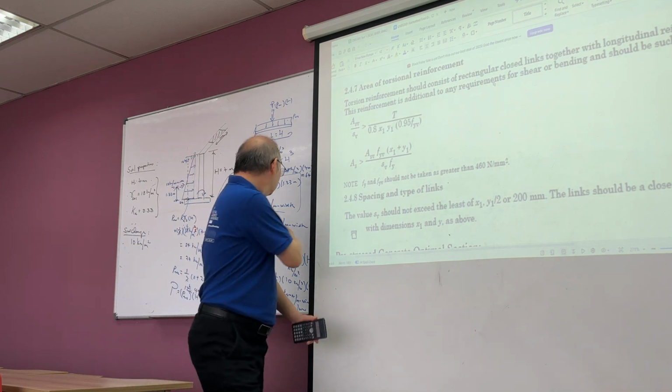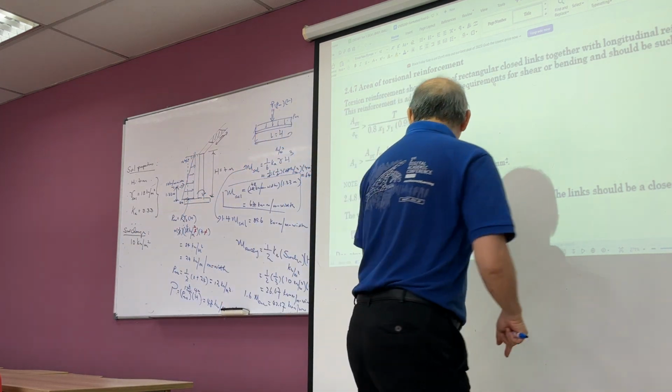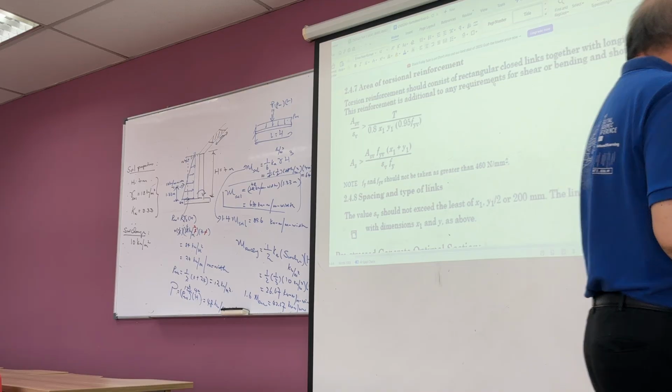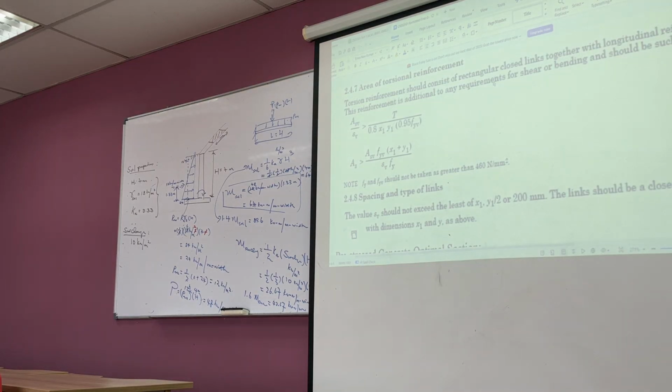Okay, so 89.6 and 42.67. So here you have 89.6 plus 42.67. That gives you 132.27 kilonewton meter per meter. Okay, so each meter width you need to design for this moment.